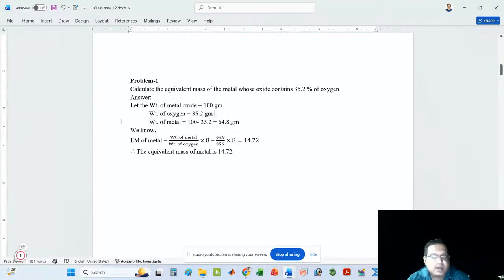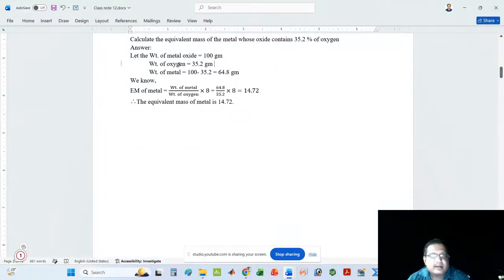Now put the weight of metal and weight of oxygen in the formula. Equivalent mass of metal is equal to weight of metal divided by weight of oxygen into 8. Now put the values. Finally, I can write equivalent mass of metal is equal to 64.8 divided by 35.2 into 8. After solving, you can find equivalent mass of metal is equal to 14.72.